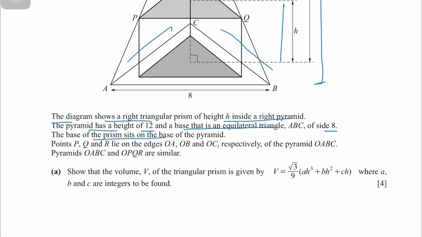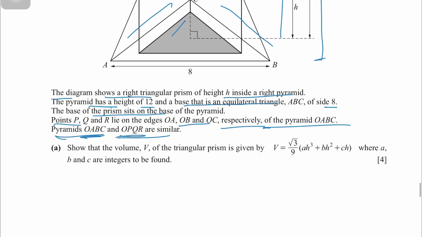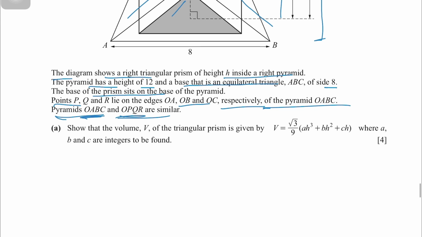The base of the prism sits on the base of the pyramid, so this is residing on the base of the pyramid. Points P, Q, R lie on the edges OA, OB and OC respectively of the pyramid OABC. Pyramids OABC and OPQR are similar. This similarity is already written. Show that the volume of the prism can be given as this.